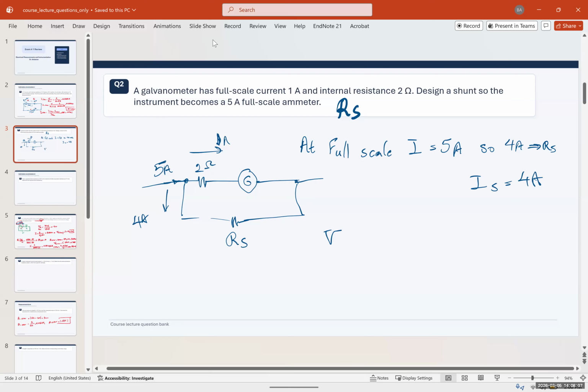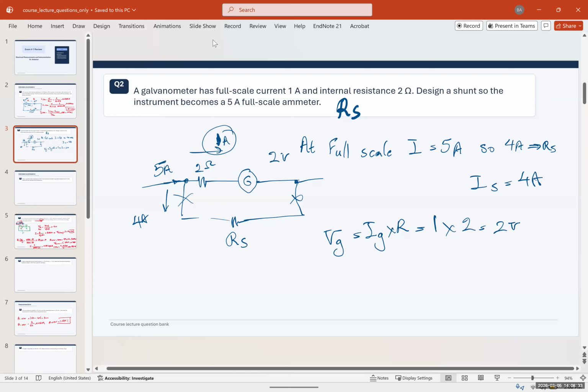Now, without the shunt, V of the galvanometer is going to be I of the galvanometer times its R, which is 1, the maximum current that it's going to pass, times R, which is 2. This gives us 2 volts. So I have 2 volts on the galvanometer when I have maximum current passing through it.